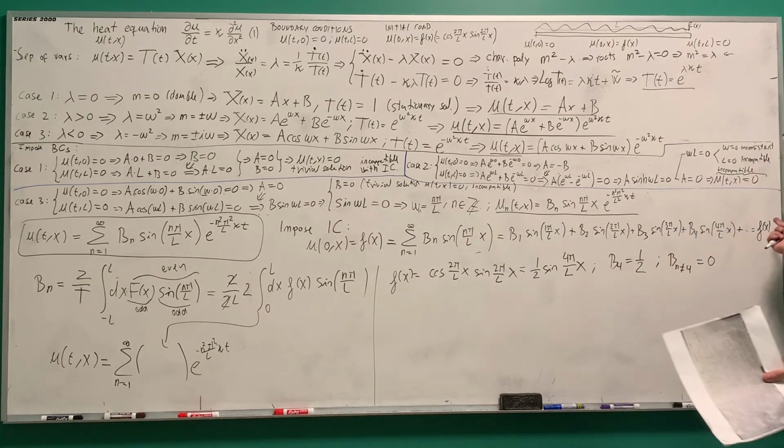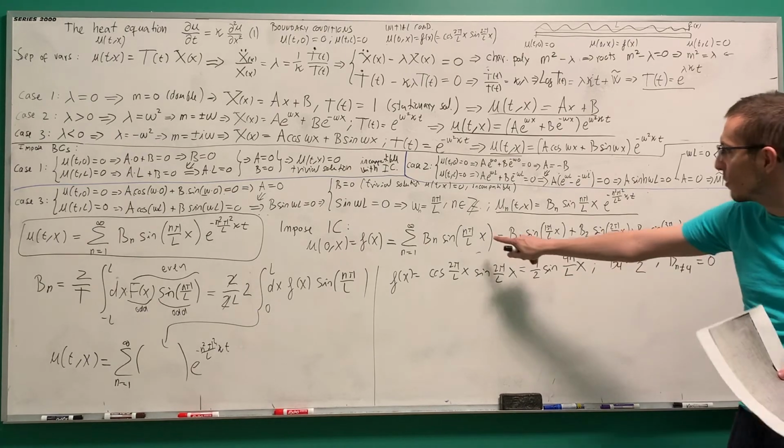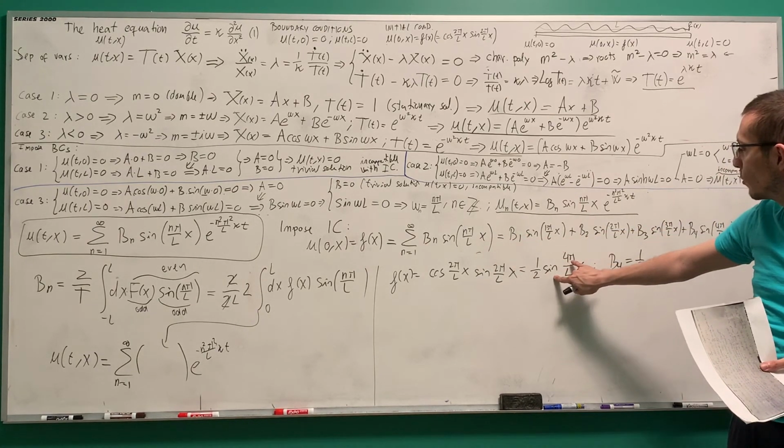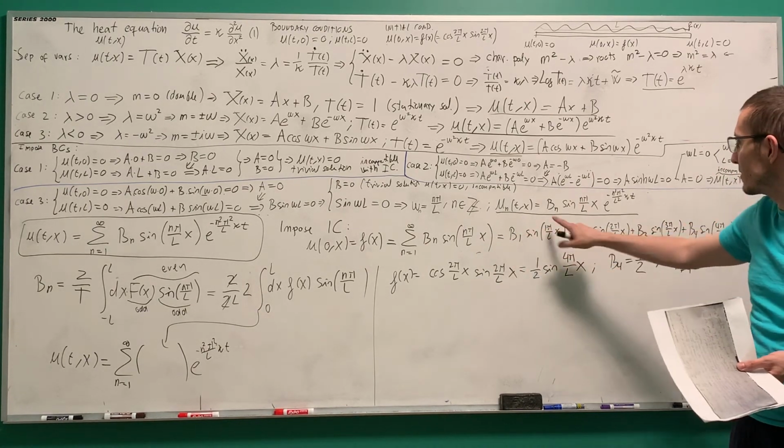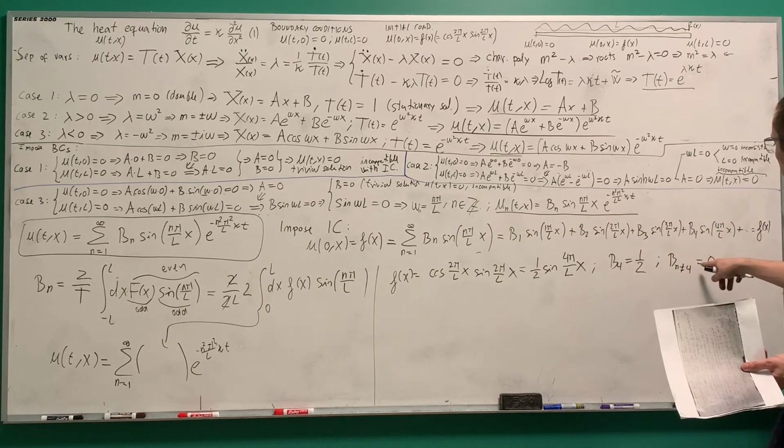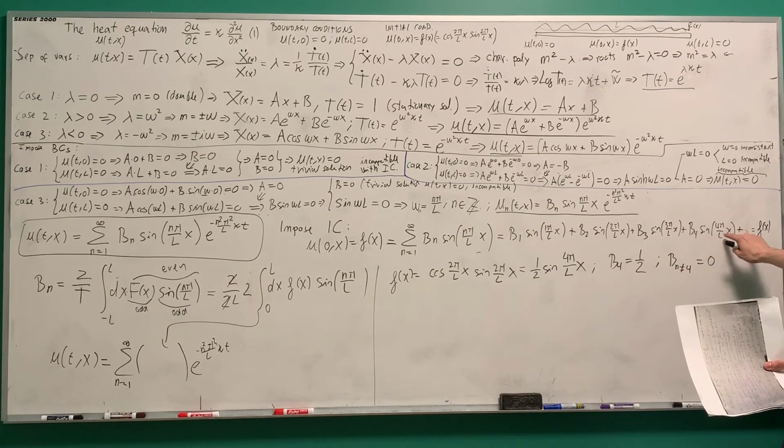And then by inspection, what is it? Okay, I wrote this as one of those sines, and I realized that the only term that is here is the one where n is equal to 4. So all the b's that are different from 4 are 0, and b4 multiplies the sine of 4 pi over L x.